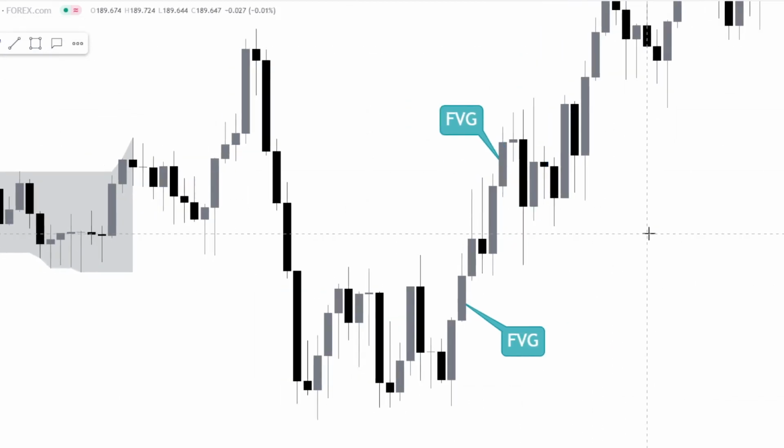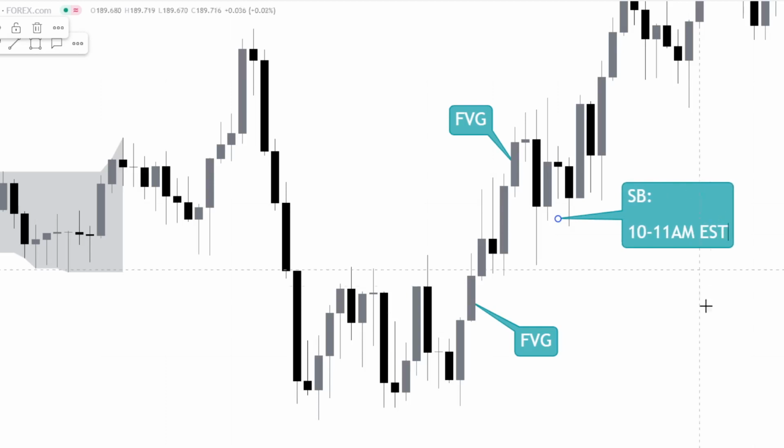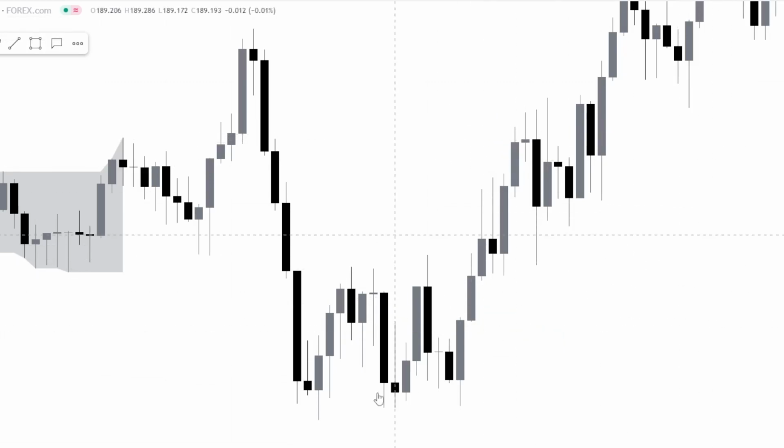Now, you have to ask yourself, where are the orders in the market? This is a silver bullet ICT trade, right? So based off silver bullet timings in the New York session, which are 10 to 11 a.m. Eastern Standard Time, this trade was based off the silver bullet, which typically has a higher probability of getting mitigated than fair value gaps outside of the silver bullet. So that's a little gem when it comes to the ICT fair value gap selection, right?